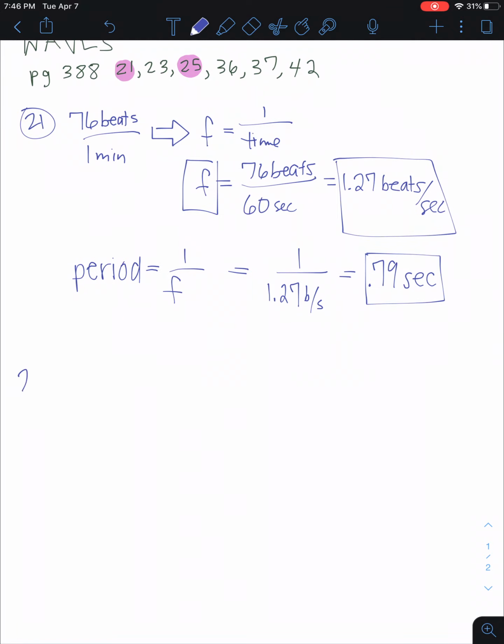Okay, 23. Calculate the speed of waves in a puddle that are 0.15 meters apart. And actually, hold on. No, I think I want to do 25 with you, sorry. All right.